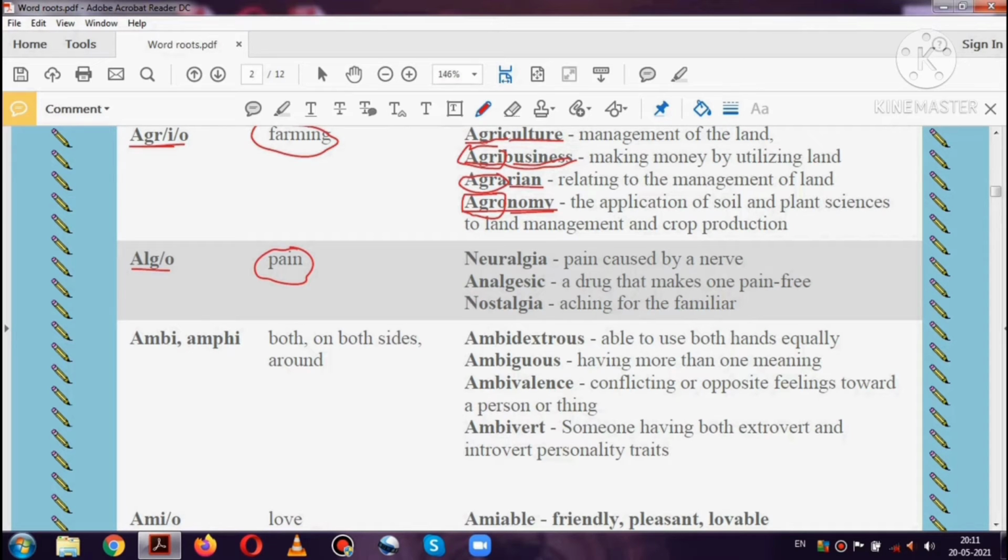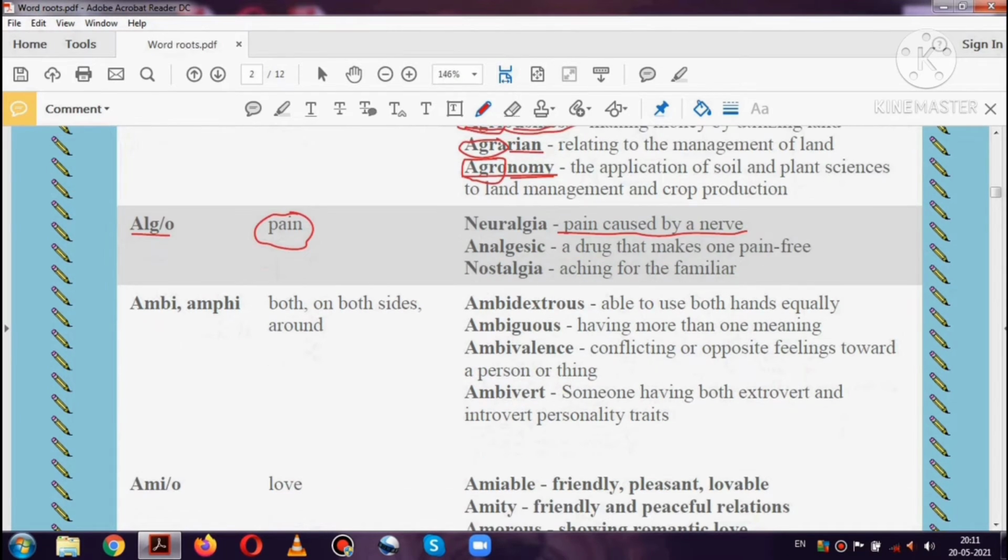Neuralgia is the first word, which means pain caused by a nerve. This neura is related to the nerve in science or in biology. So neuralgia means pain caused by a nerve.